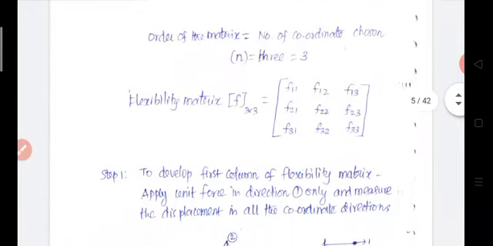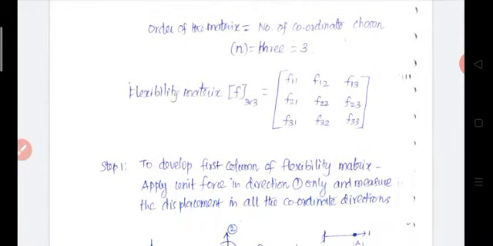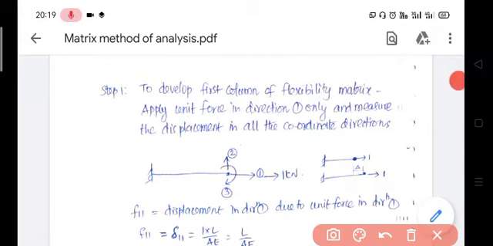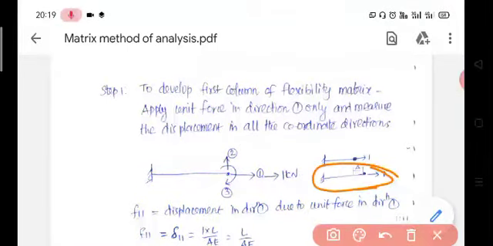Step 1: develop the first column of the flexibility matrix. Apply unit force in direction 1 only and measure the displacement in all the coordinate directions. So this is our beam. Apply unit force in the coordinate 1 direction only. Along the horizontal direction, we apply a 1 kilonewton force at the free end of the cantilever beam. Because of that unit force, it elongates by delta in the direction of the axis of the beam.